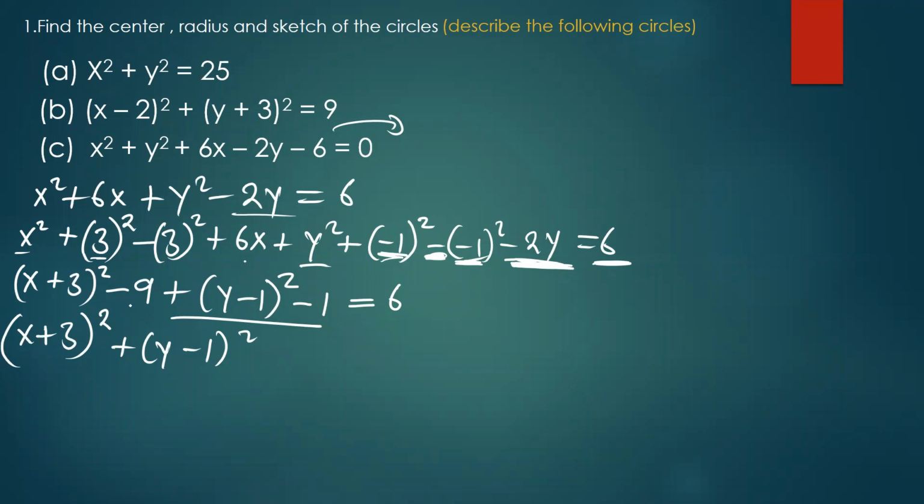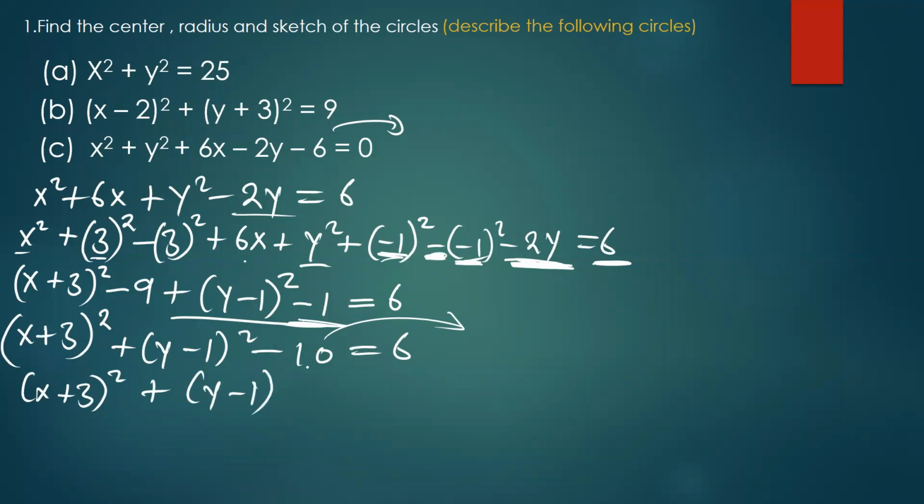Okay, so we have -9 there and -1. When we put them together, you're getting -10 there. Then we say this is equal to 6. So we just take this -10 to the other side of the equal sign. We're going to have x plus 3 squared plus y minus 1 squared. When you take this to the other side of the equal sign, this will be 6 plus 10, that will be 16. So you have this as your equation.